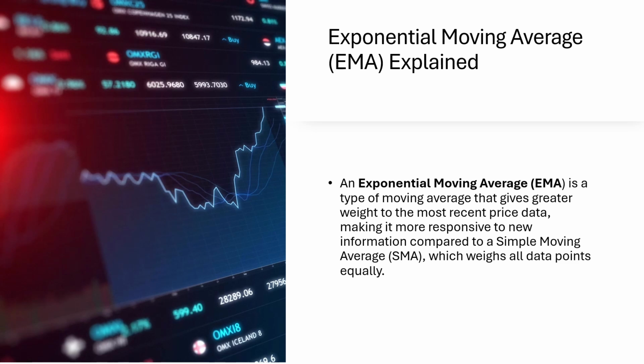Exponential moving average, EMA, explained. An exponential moving average, or in other abbreviations, EMA, is a type of moving average that gives greater weight to the most recent price data, making it more responsive to new information compared to the simple moving average, SMA, which weighs all data points equally.